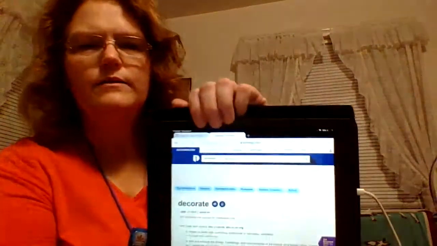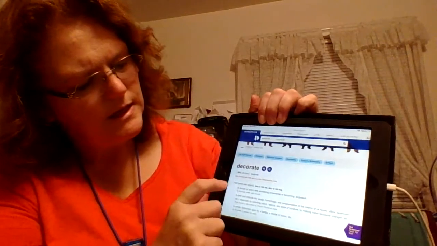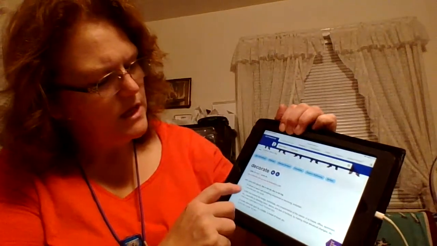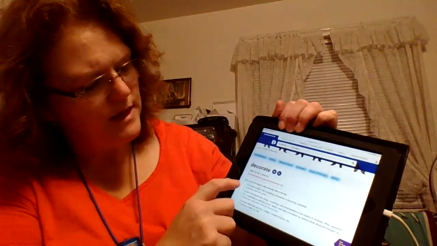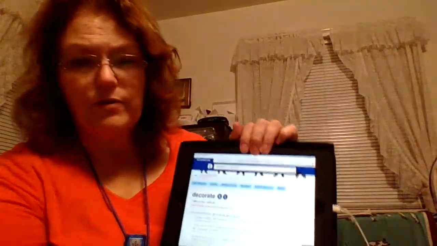So I put it in there. We're going to get a search. Here it comes up, decorate. It tells you that it is a verb, so it's an action word. It says verb right there. And it's got 1, 2, 3 definitions for it. So 1 is to furnish or adorn with something ornamental, to embellish it. Number 2 is to plan and execute a design, furnishings, and ornamentation of a house. And number 3 is to confer distinction upon by a badge or a medal of honor. So there are 3 different definitions there.